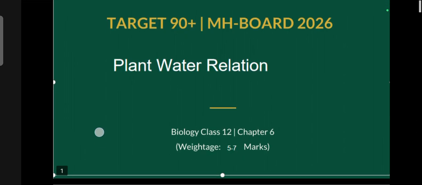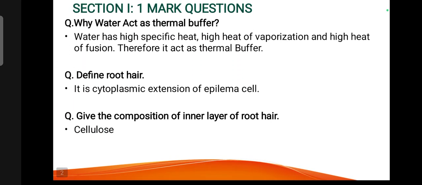In Section 1, why water acts as thermal buffer. Water has high specific heat, high heat of vaporization and high heat of fusion. Therefore, it acts as thermal buffer. Define root hair. It is cytoplasmic extension of epiblema cell. Give the composition of inner layer of root hair. It is cellulose.